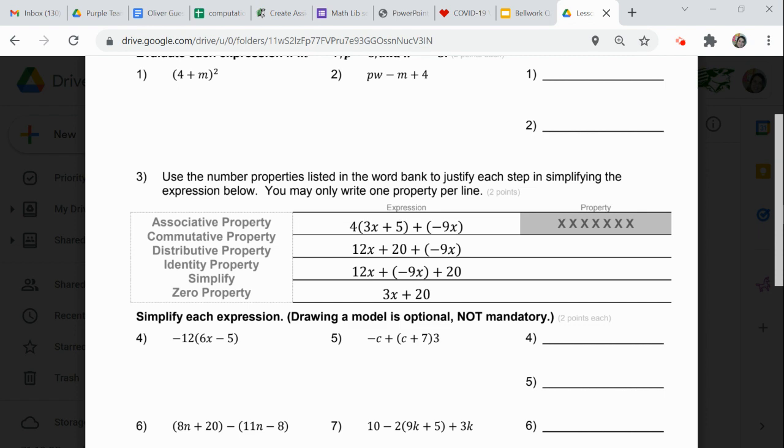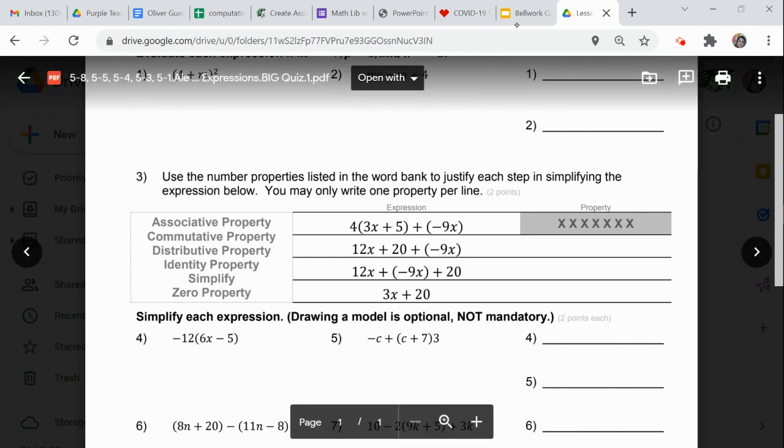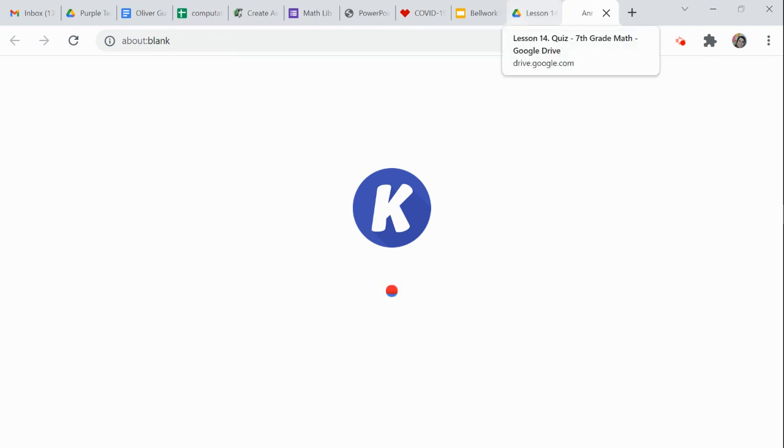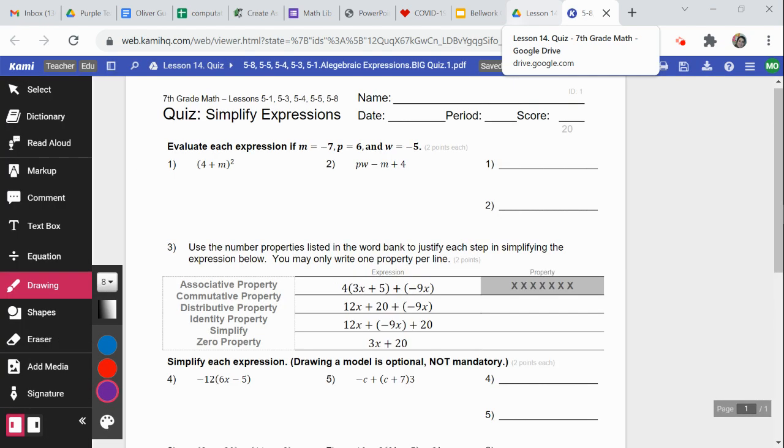Okay, so you have to fill in each of these little spots. Sorry, I thought my pen marker was going to stay with me.